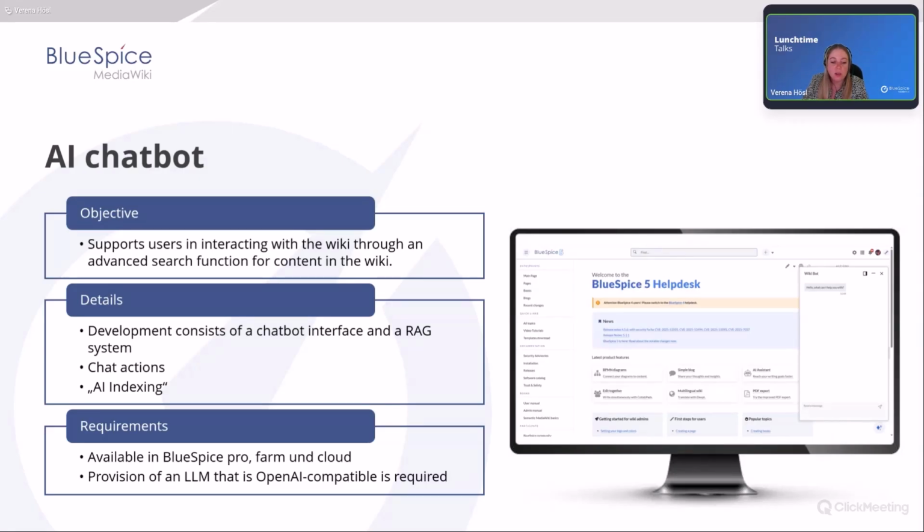In addition, you would need to provide a LLM, which is OpenAI compatible, and then the chatbot can be configured for the wiki.